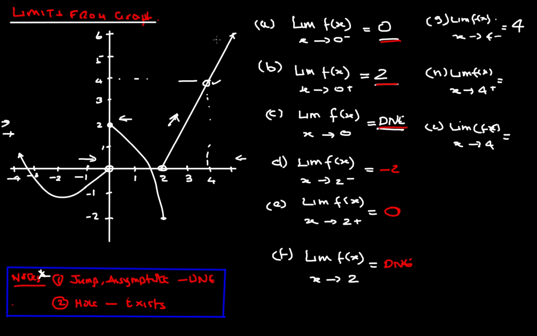Let's try from the positive side. We're coming down from there, and we'll meet this value here. So we'll say that it's 4. These two are the same. So we can say the limit as we approach 4 is going to be 4.